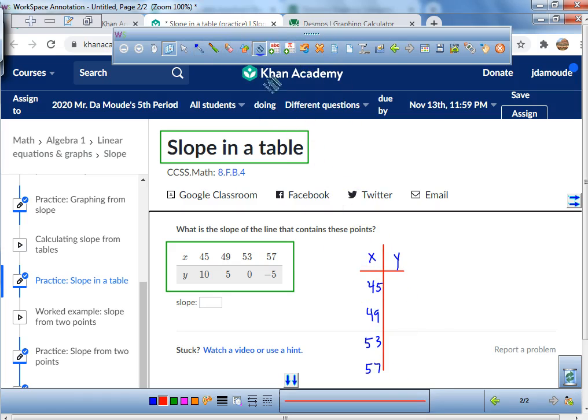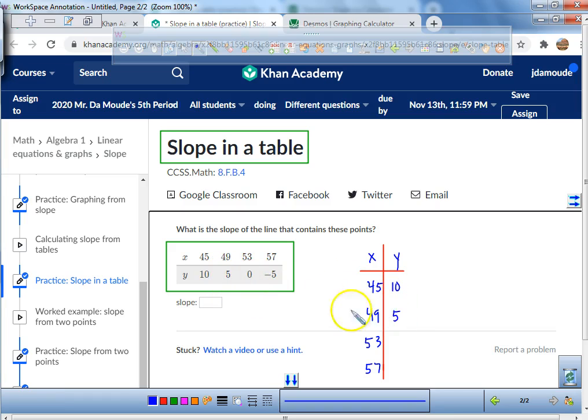All right, and then over here for our y values, you've got a 10, and then it drops down to a 5, and then it drops down to 0, and then it drops down to -5. Okay? So we're going to do this 3 different ways. And the reason why I'm doing it 3 different ways, I'm hoping that you guys see the connections between them.